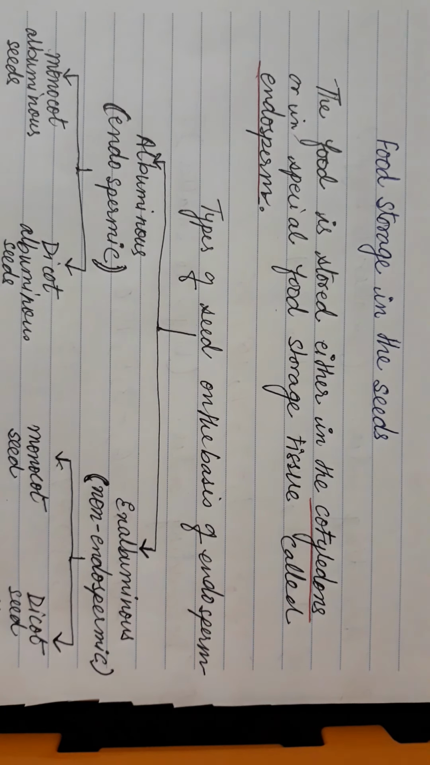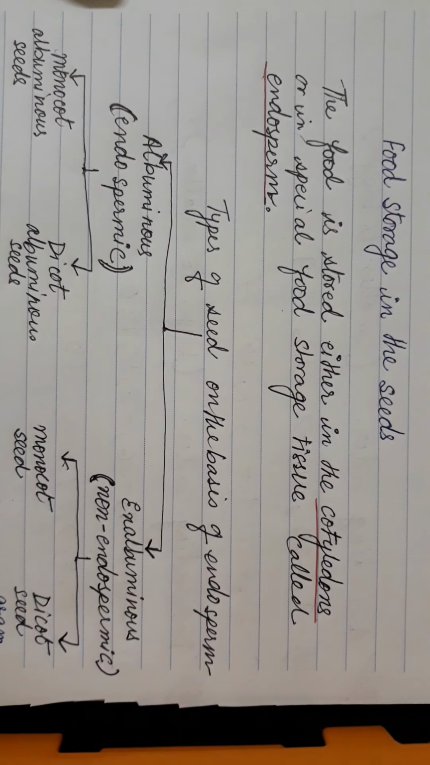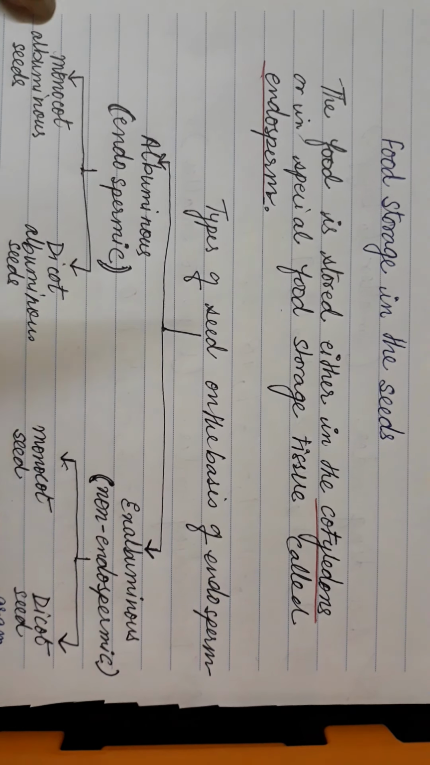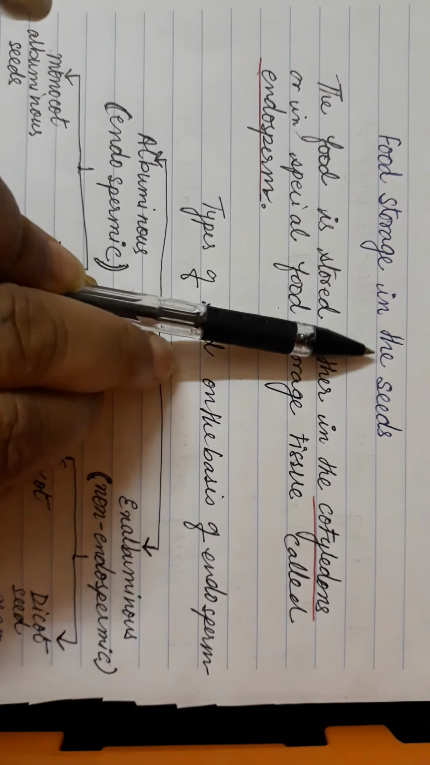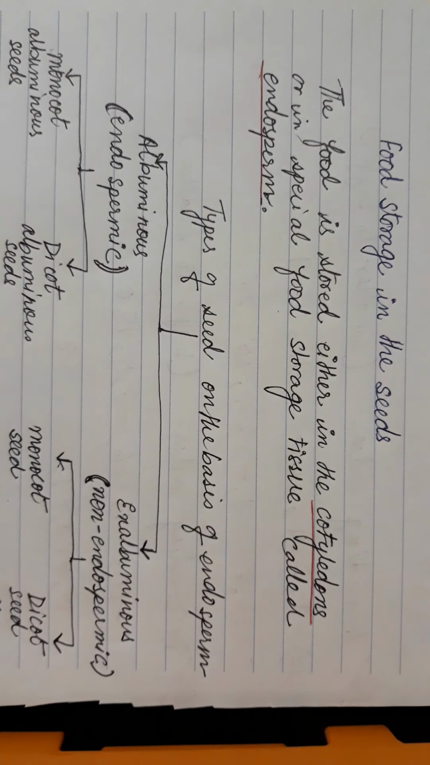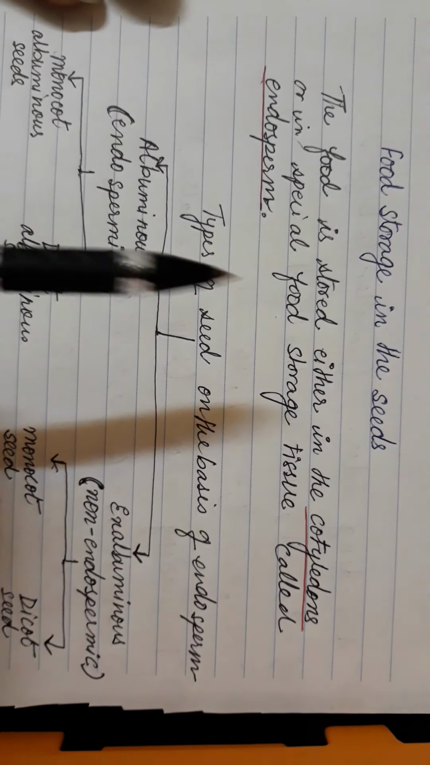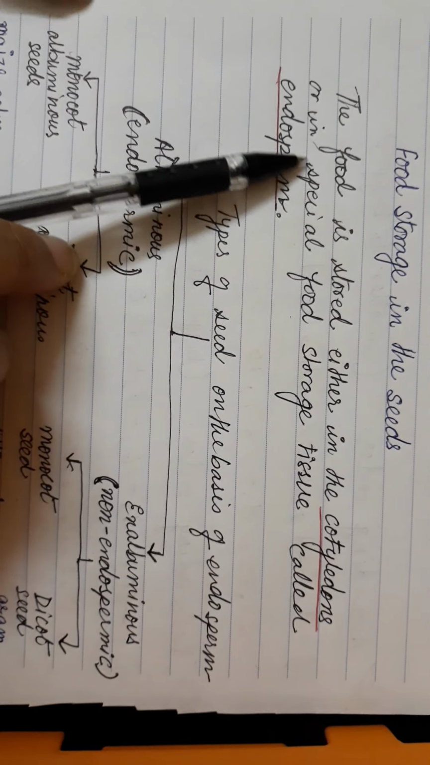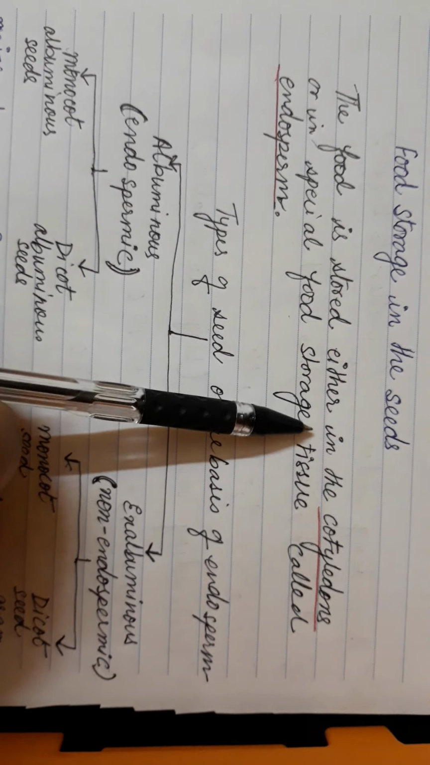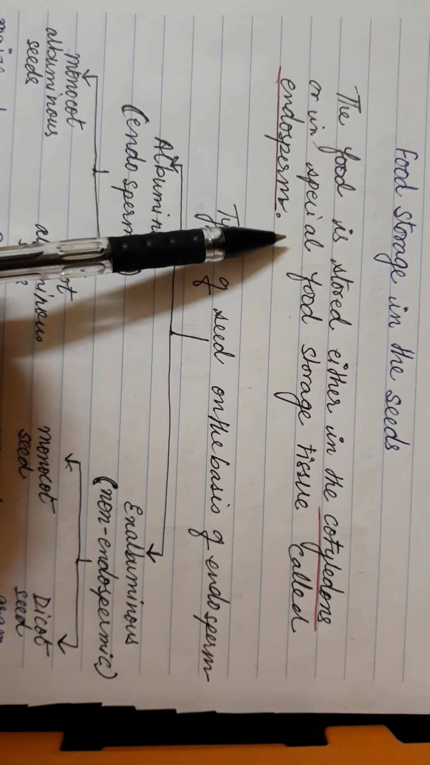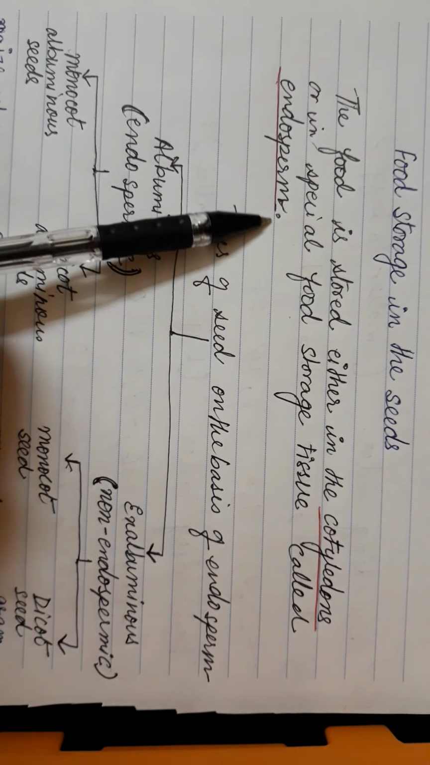Hello children. We are doing the chapter Seeds: Structure and Germination. Today we will start with the food storage in the seeds. In our previous class we were doing the structure of seed, in which we had completed the parts seed coat and the embryo. The third part of the structure of the seed is the food storage in the seeds. The food is stored either in the cotyledons or in a special food storage tissue called endosperm.